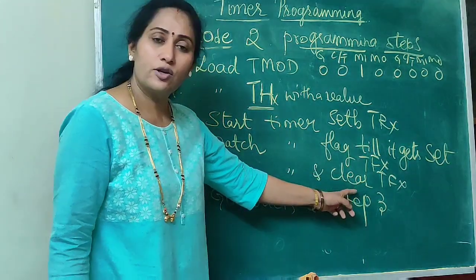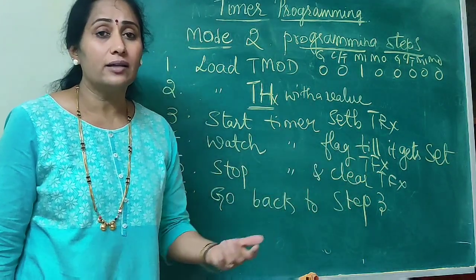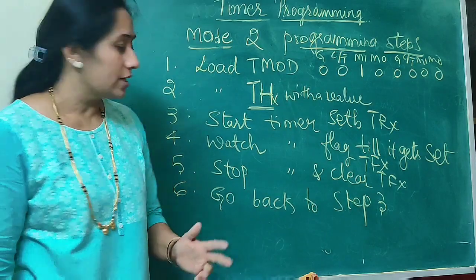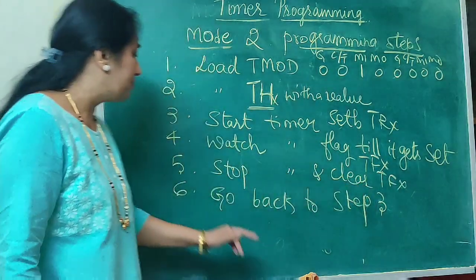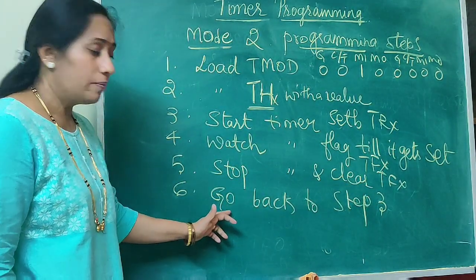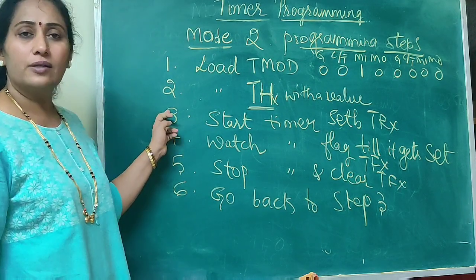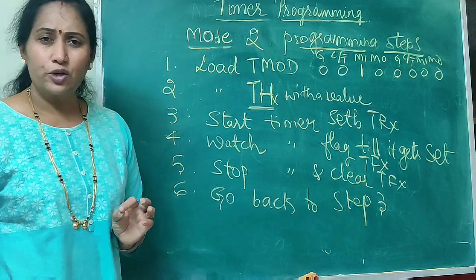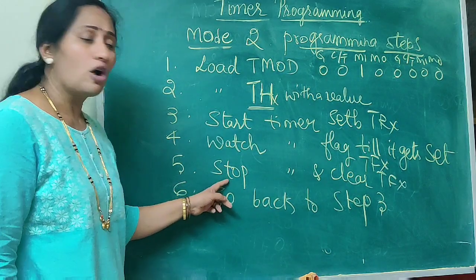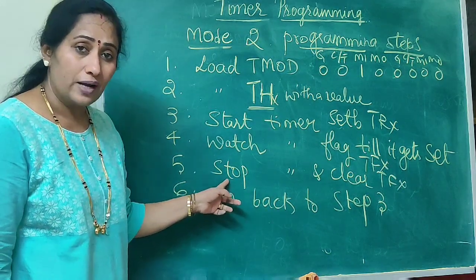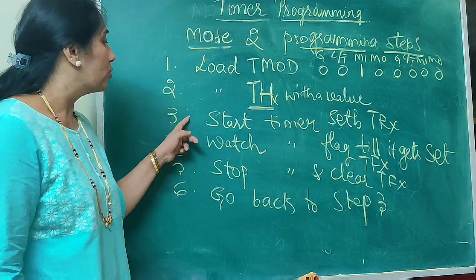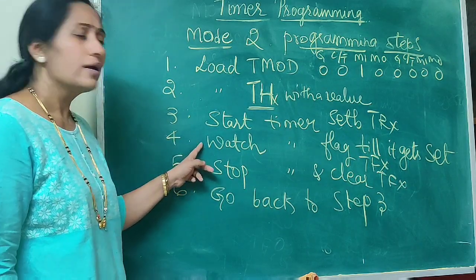Otherwise it will always read the status as 1, and the operation will not happen again. So you have to clear the timer flag, and then if you want to repeat, go back to this particular step 3. You have an option over here. Suppose if you don't stop the timer, then there is no need to go back to step 3. You can go to step 4.